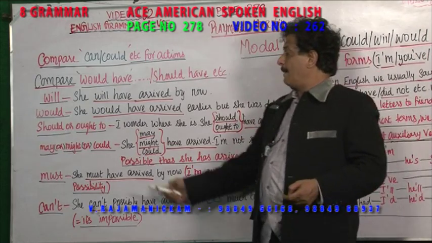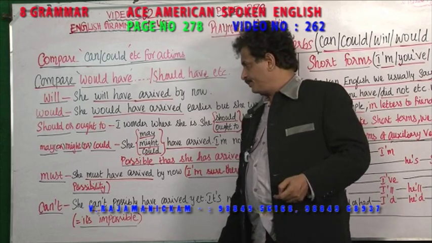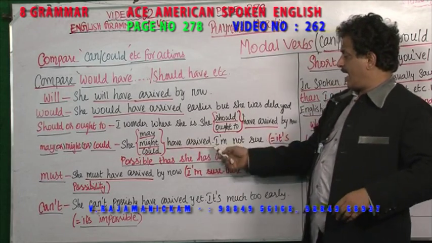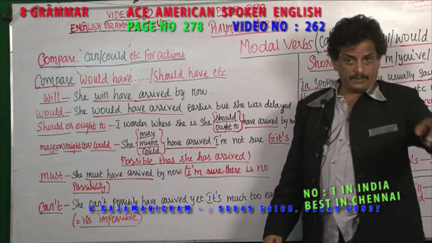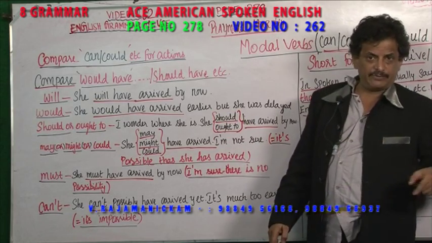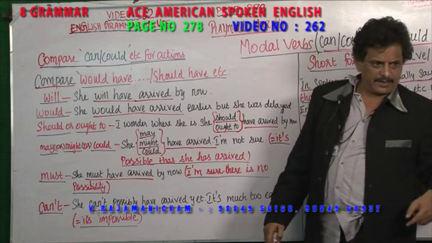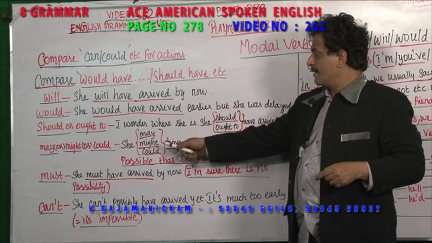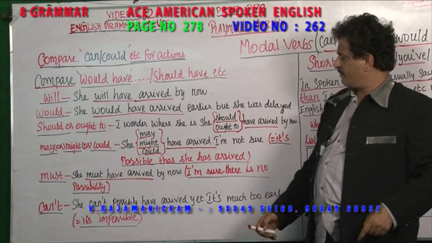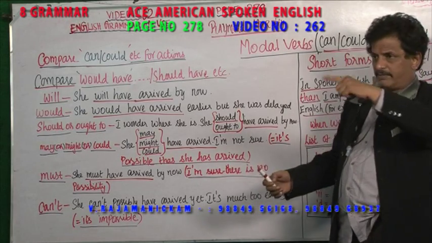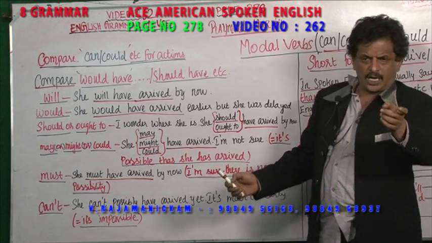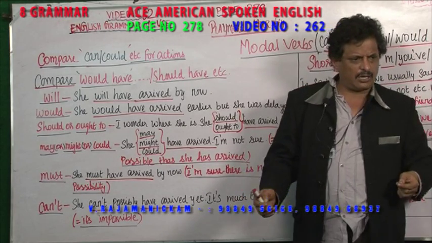Next, may or might or could. You are at the airport, you are saying, she may have arrived. She may be somewhere here. She may have arrived means she must be somewhere there, I am not able to see. She might have arrived here somewhere. I am not sure. She may be here. She could have arrived. I am not sure. Somewhere she might be.